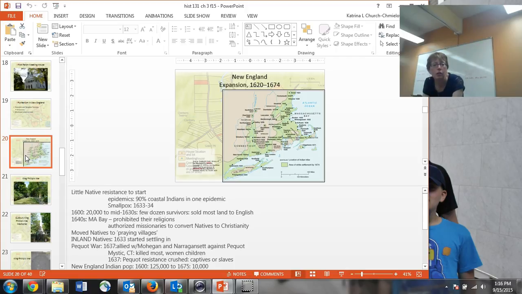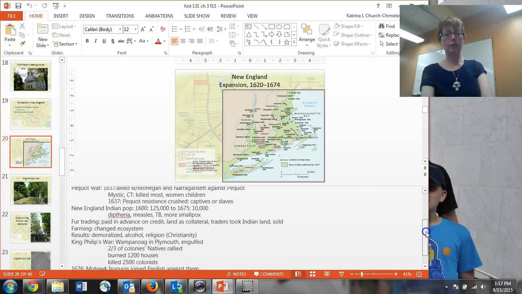And then in Mystic, Connecticut, there was the Pequot War, where the Mohegan and the Narragansett were fighting, and the Pequots were fighting. The Pequot resistance was crushed by 1637 in Mystic, Connecticut. I was just reading in the last 6 months that they had an archaeological dig and found the tree where many of the Pequots were massacred. It was just a bloody massacre there in Mystic. So in 1600, approximately 125,000 natives. By 1675, approximately 10,000 natives. Okay?